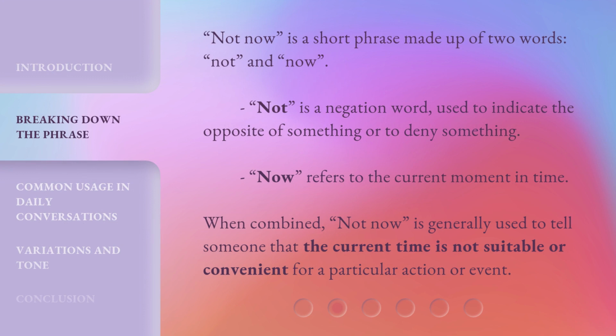"Not now" is a short phrase made up of two words, "not" and "now." "Not" is a negation word, used to indicate the opposite of something or to deny something. "Now" refers to the current moment in time. When combined, "not now" is generally used to tell someone that the current time is not suitable or convenient for a particular action or event.